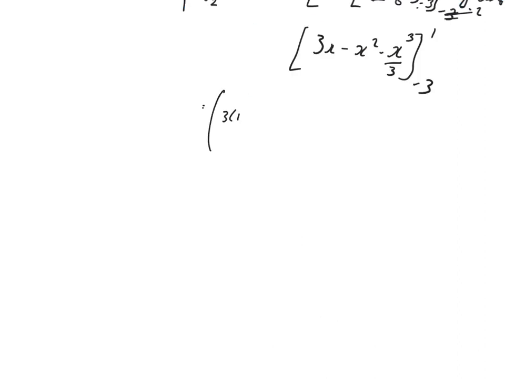Okay, so it's 3 lots of (1 minus 1 squared minus 1 cubed over 3), close the bracket, minus, open up, 3 lots of (minus 3 minus 3 squared minus 3 cubed over 3).